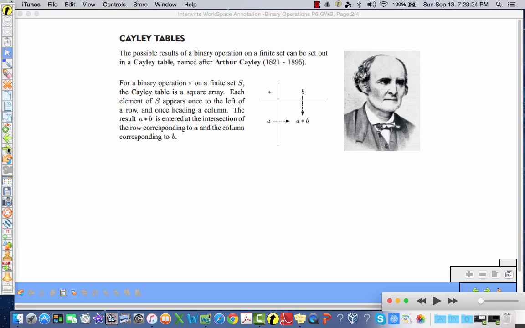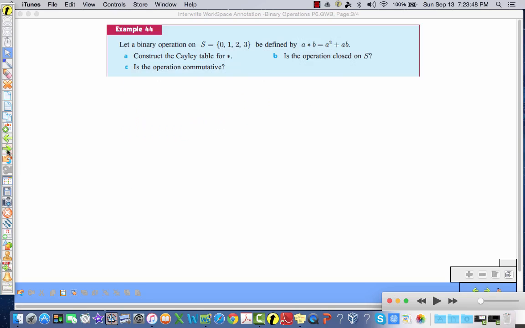Cayley tables are named after Arthur Cayley, and constructing them is very simple. We just perform the operation, and it's like your multiplication tables. Whatever the operation is, we list the elements here, the same elements here, and we operate, and the result is at the intersection, just like in your multiplication tables. So the best way to show you is just to give an example.